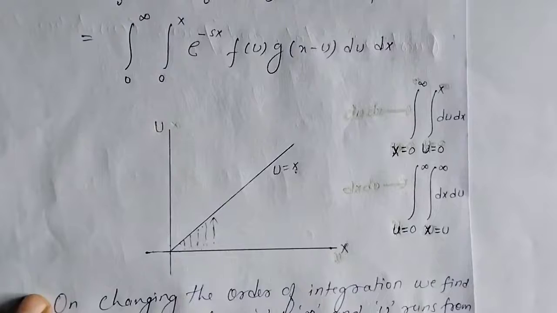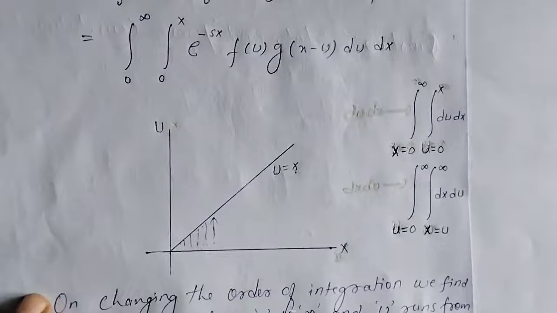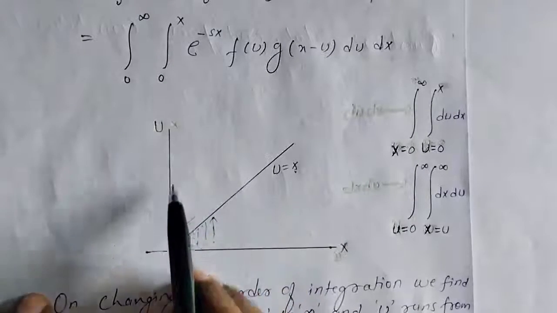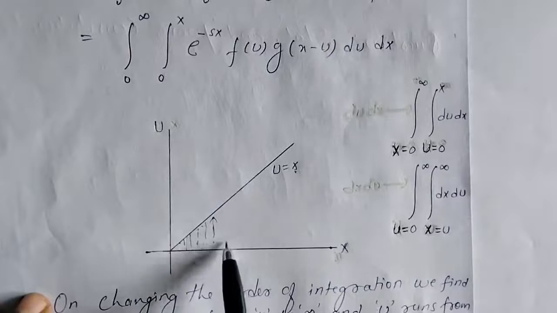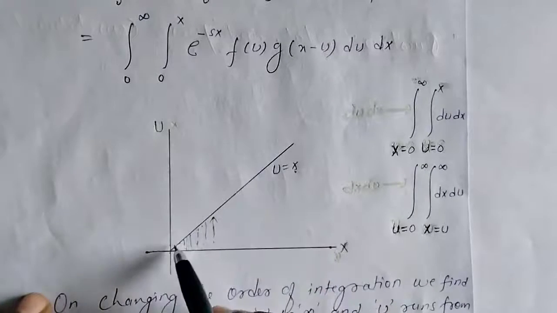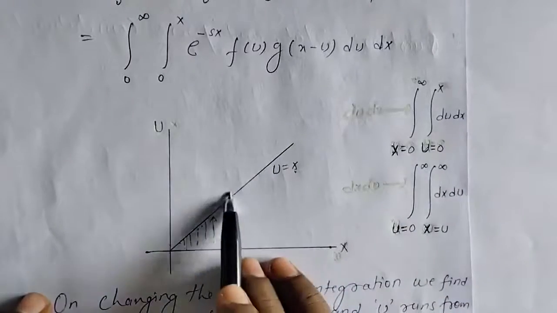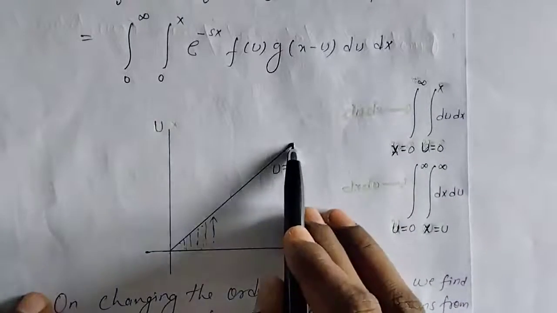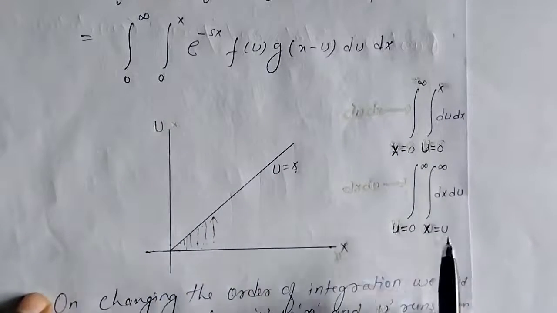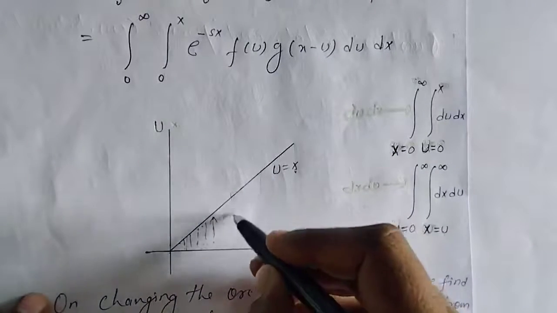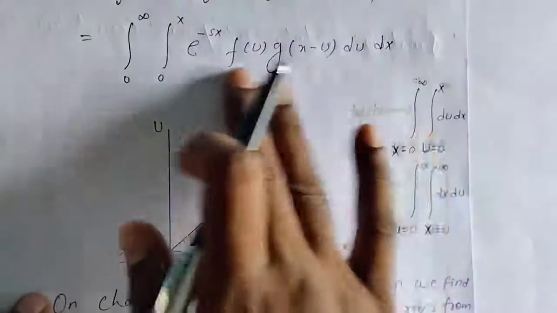Which area is it integrated over? Let's see. You can see u goes from 0 to x. Here is our u, so u goes from here to here, from 0 to x. This is the u equal to x line. So u is going from 0 to x, and x is going from 0 to infinity. This is the area over which this integration is carried out.